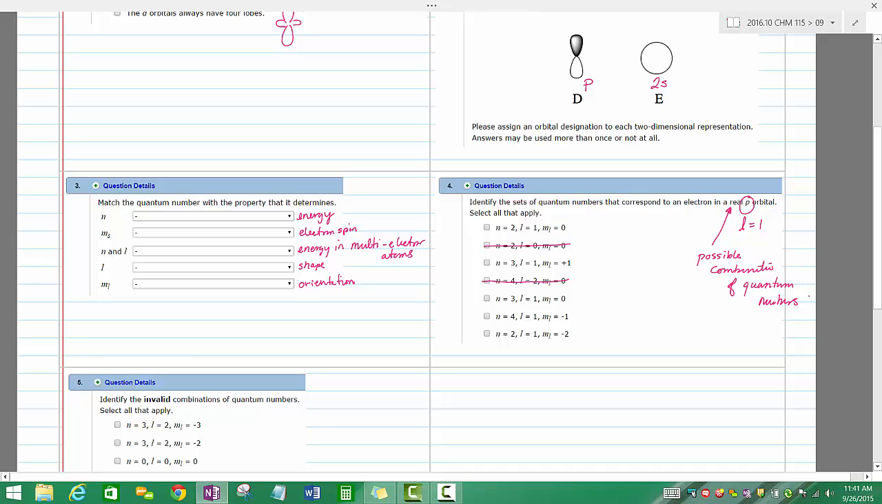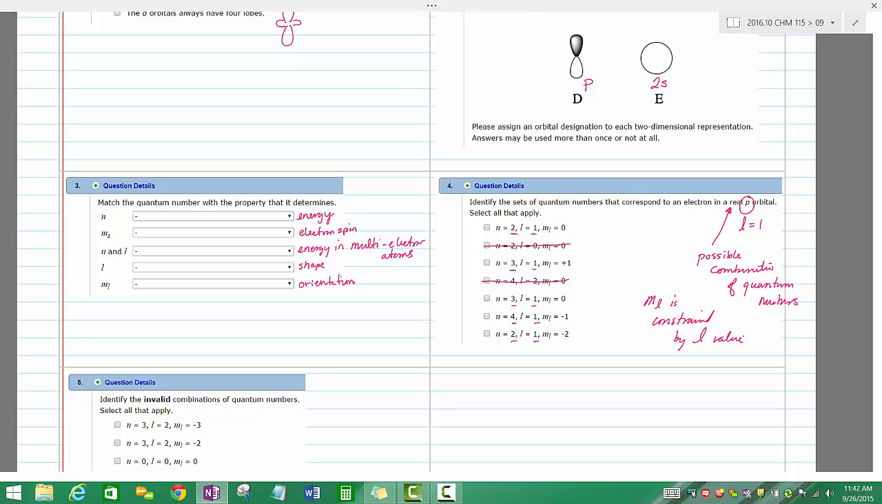And so when we look through here for the first one, L is less than N, so that's a potential. Same is true for the third one. And the others as well. So that criterion didn't help us too much. But we need to take a look at the M sub L. Remember that M sub L is constrained by the L value. So this is the positive, negative L, and then the numbers in between.